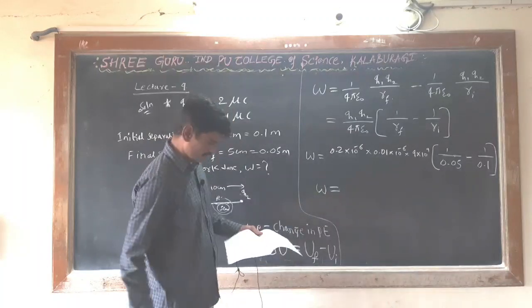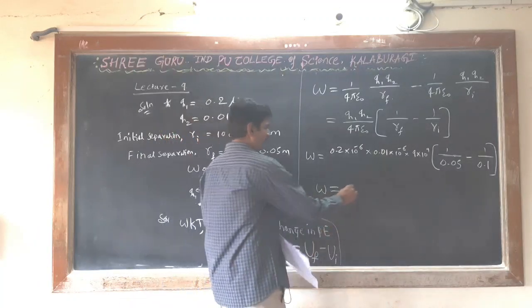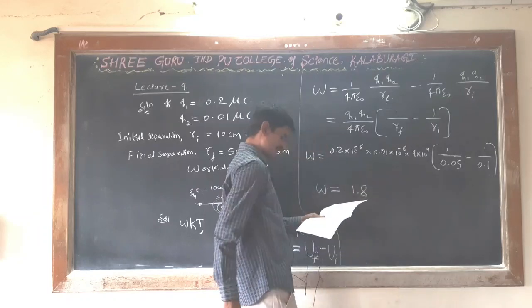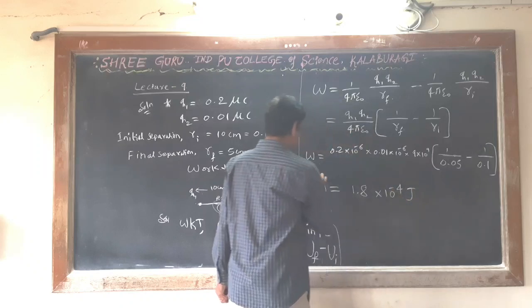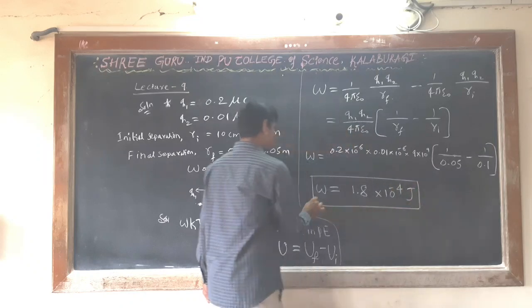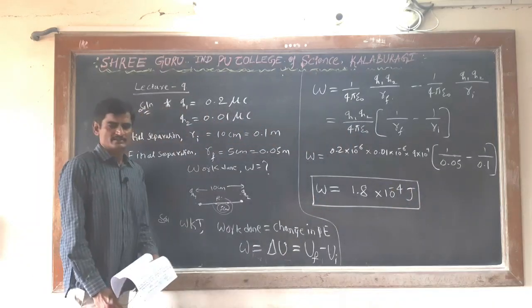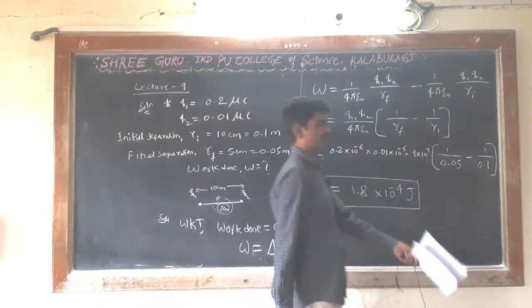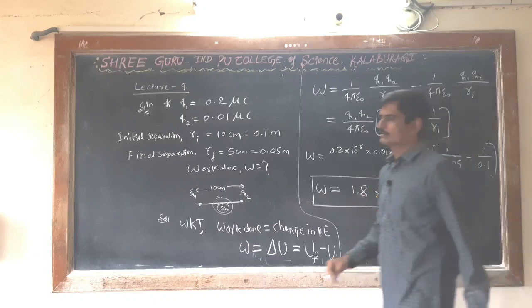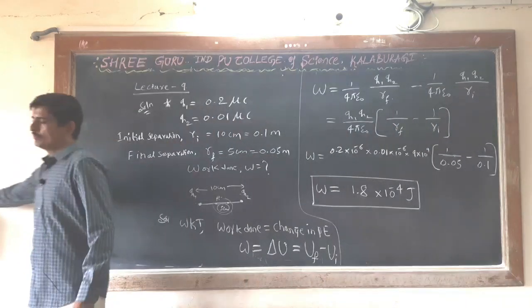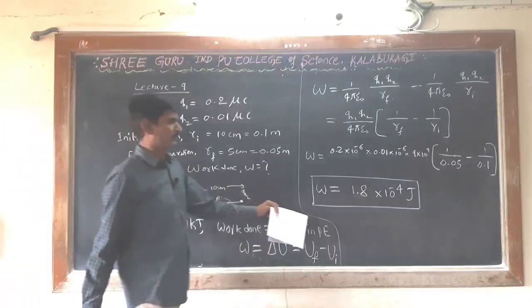So the final answer will come out to be 1.8 into 10 to the power minus 4 joule. After doing the calculation, you will get 1.8 into 10 to the power minus 4 joule. So check out the calculation, I checked it, just cross verify.